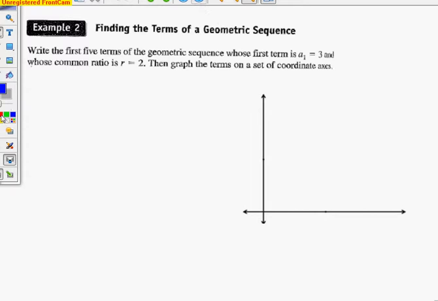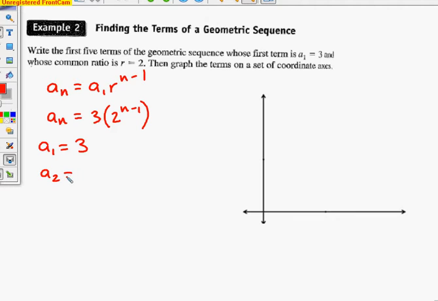Okay. So I need to build the equation. So a sub n equals a sub 1 times r to the n minus 1. So a sub n equals a sub 1, which is 3, times r, which is 2, to the n minus 1 power. Okay? Alright, so there's my nth term. So now I will simply plug in. a sub 1 was given to us. That is 3. Now again, you can use the recursion idea. Just take that previous term and multiply by the r. I'm going to plug into the a sub n formula though.